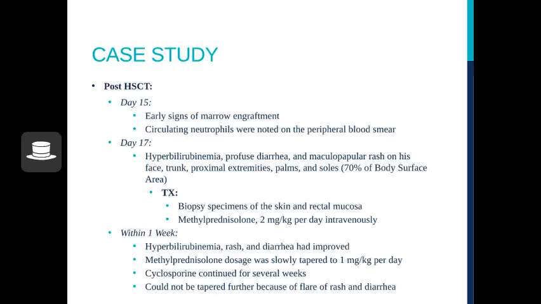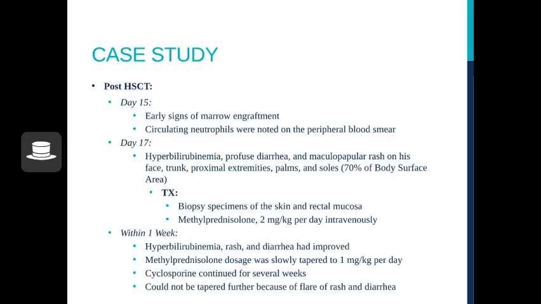On day 17, the patient developed hyperbilirubinemia, profuse diarrhea, and a maculopapular rash on his face, trunk, proximal extremities, palms, and soles that involved approximately 70% of his body surface area. This rash is indicative of graft-versus-host disease of the skin, but it is important to rule out infection due to the fact that immediately after transplant, infection is a major risk factor.